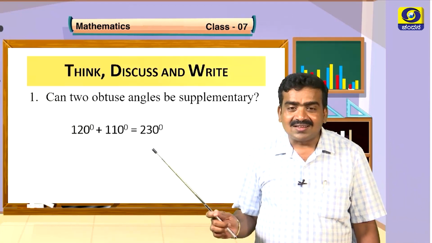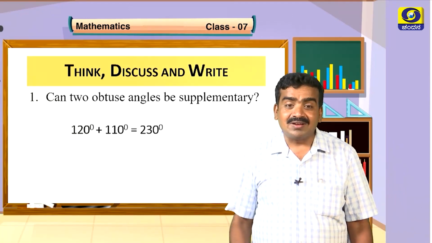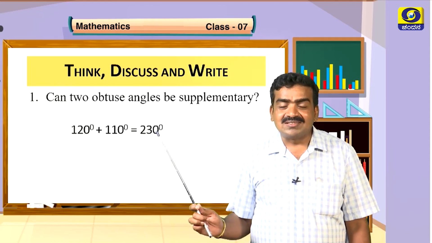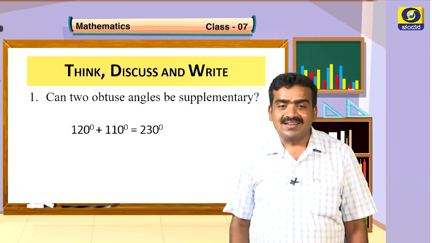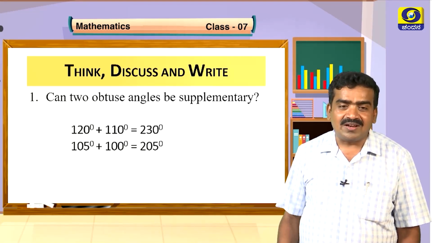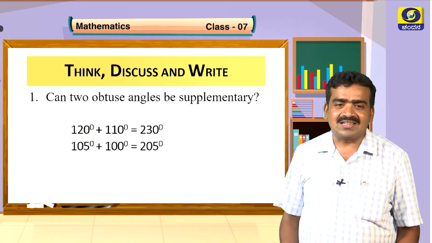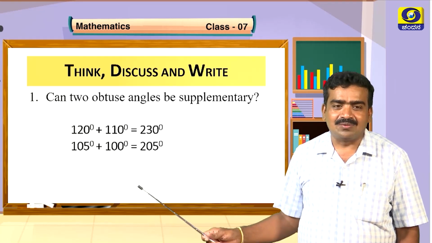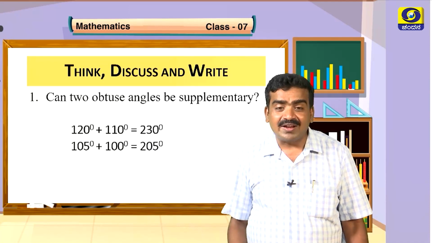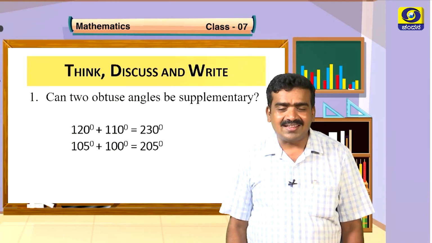Are they supplementary angles? No, because their sum is more than 180 degree. Take another pair of obtuse angles, 105, which is a little bit lesser than 120 and 110 we are taking now. 105 plus 100 degree, it gives us 205 degree. Again it is more than 180 degree.